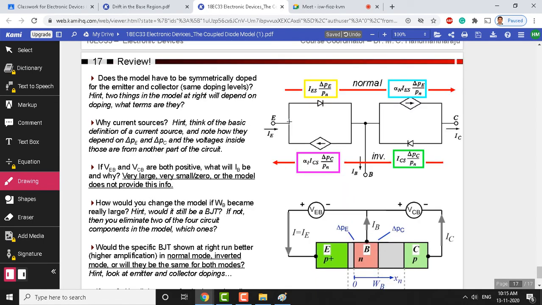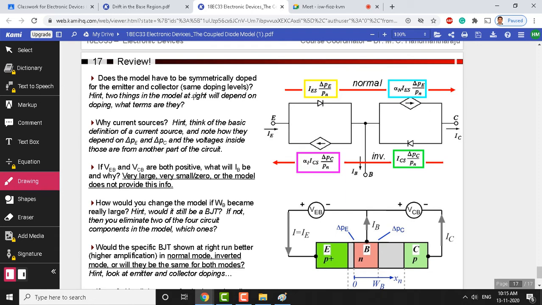And these are the questions which I will be asking in the upcoming quiz. Kindly remember the things you need to answer here. These questions are a little tricky, but I hope you can answer them if you understand this throughout the class. If you are active, then definitely you can answer this. Does the model have to be symmetrically doped for the emitter and collector, I mean the same doping levels? You think of that.